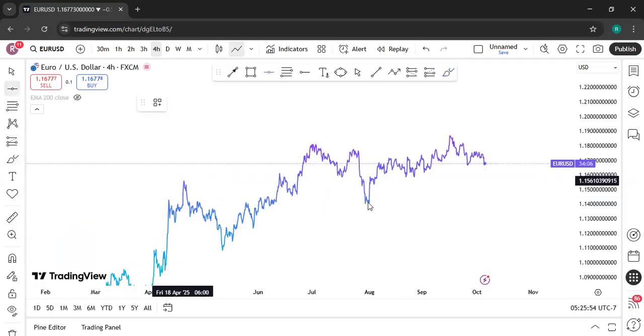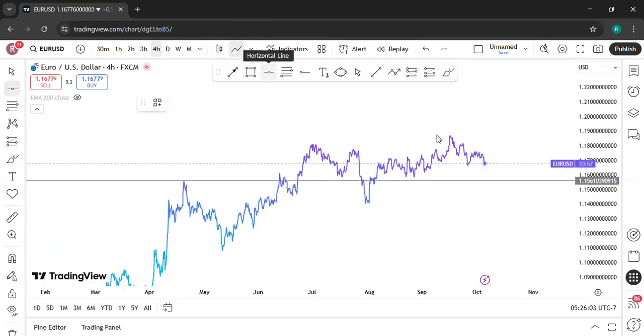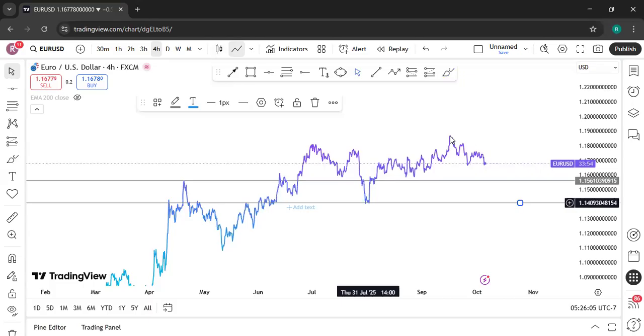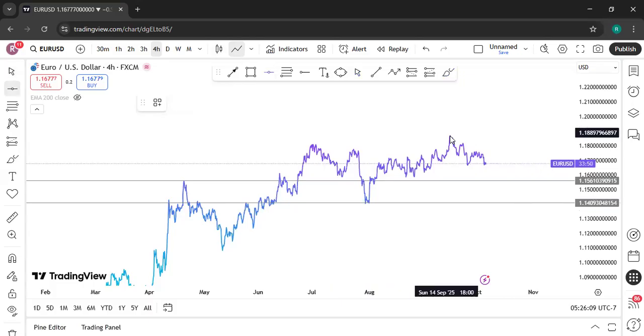spotted a level, like here. This is one level right here. Then let's look at another level. We have another key zone here. You have another key zone at the top right here. This is the most recent reversal point. So you want to place it there.